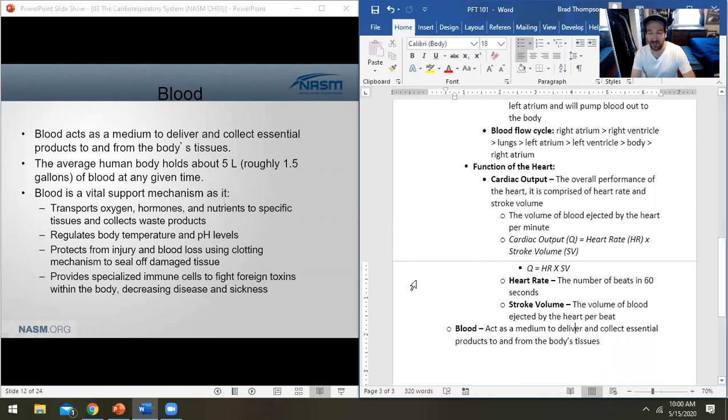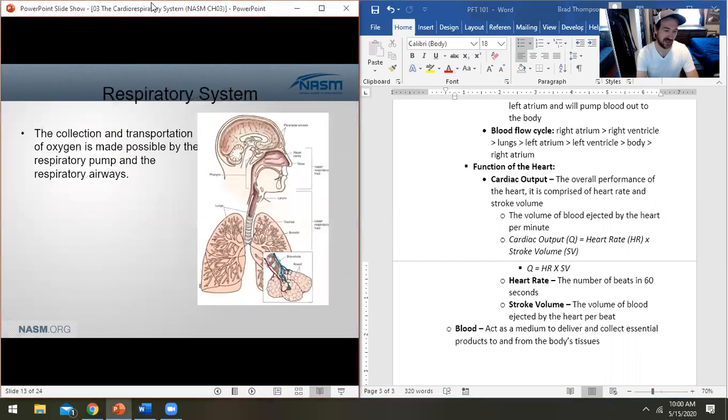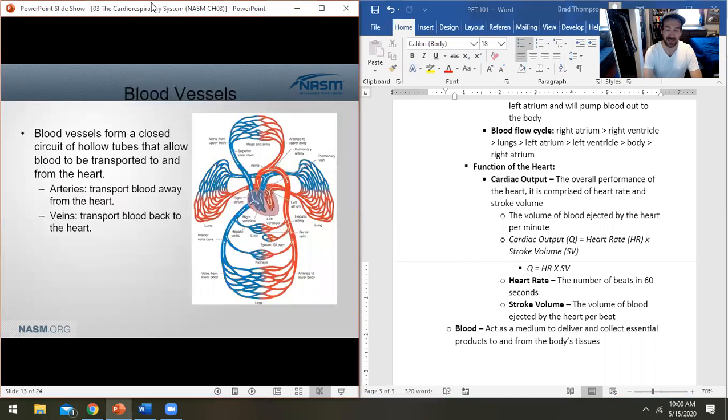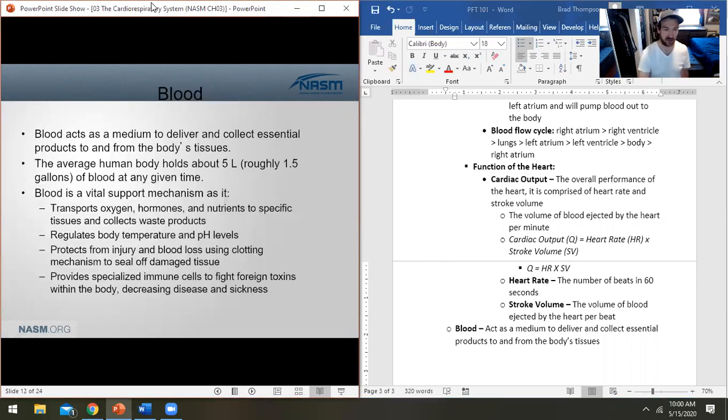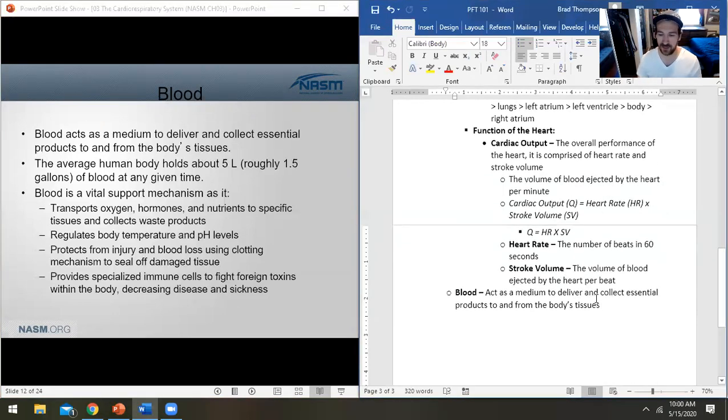And then it's going to have all kinds of specialized immune cells as well that allow your body to fight off foreign invaders. So blood's really cool. It's got a lot of really big functions here. Big things we need to talk about that are relevant to us.